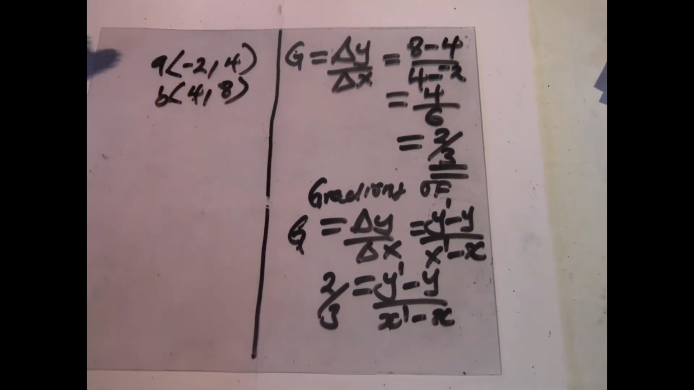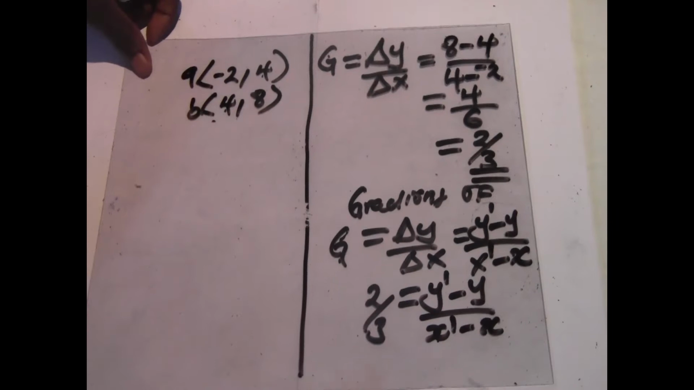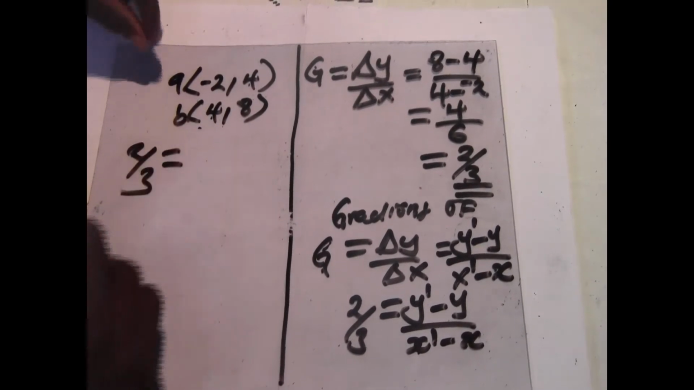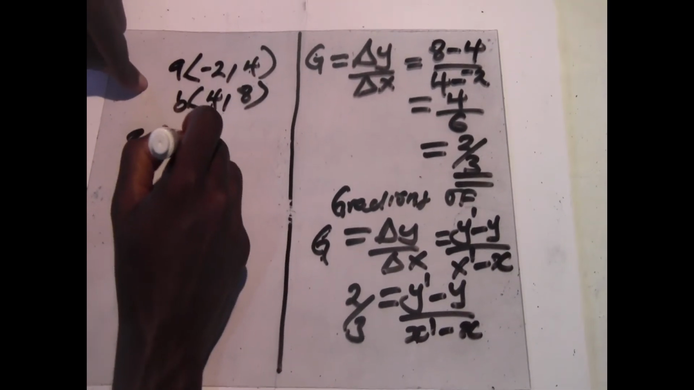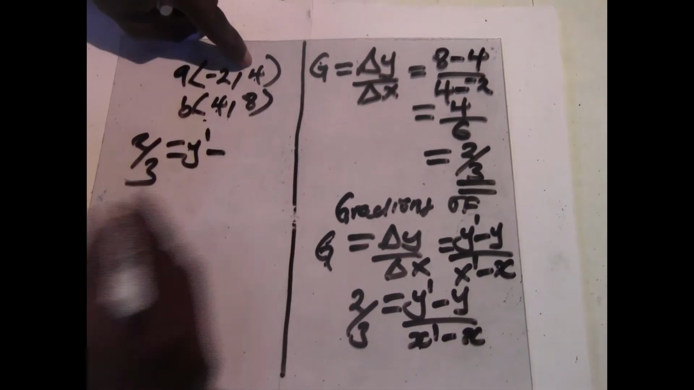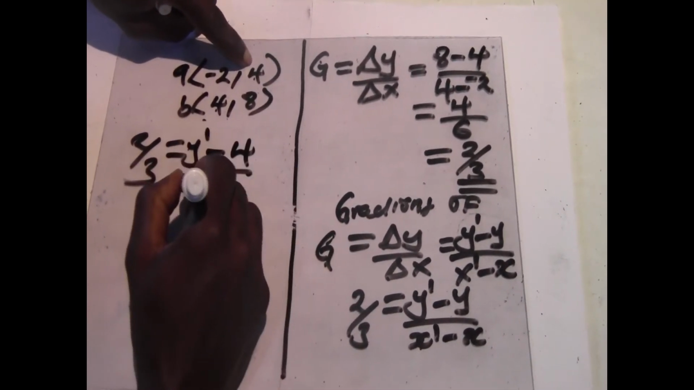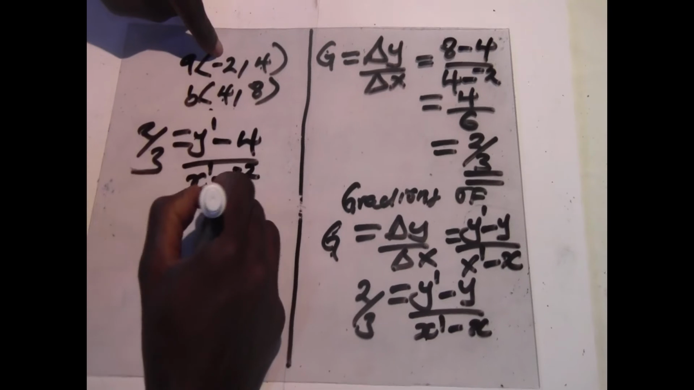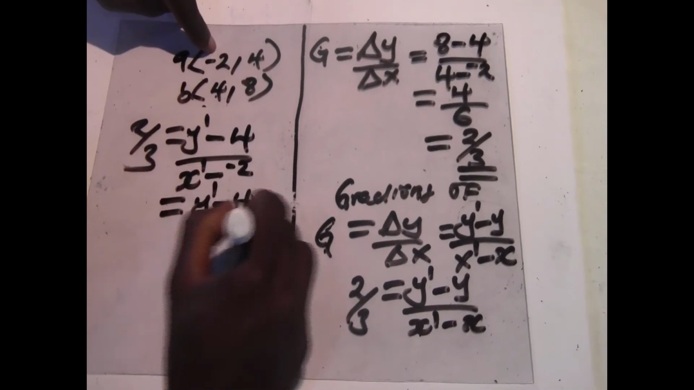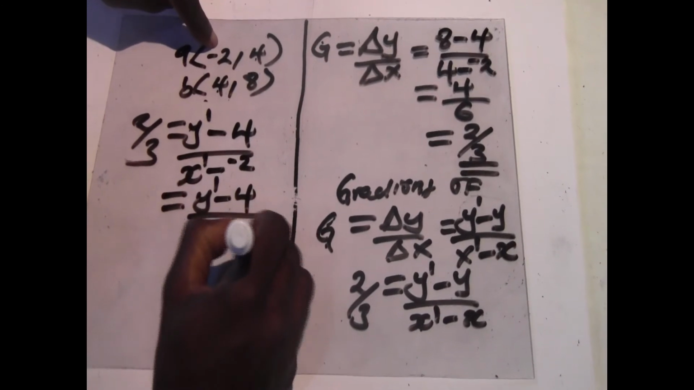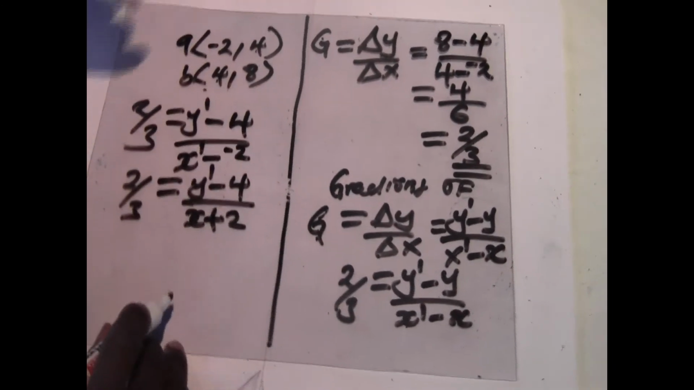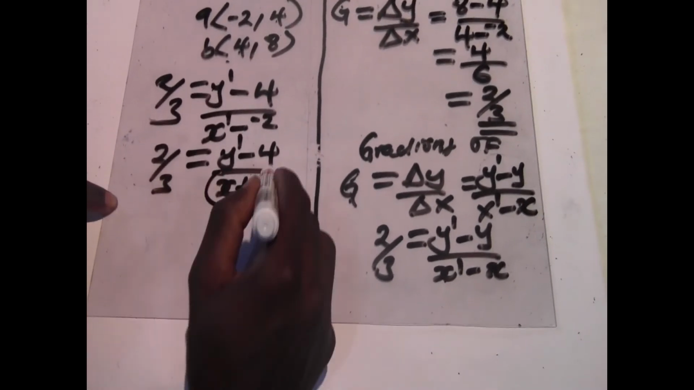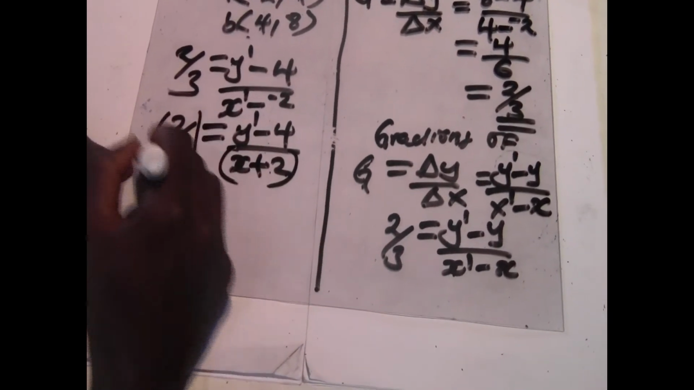So for our case, let's use the first point, which is A. So for example, for this we're going to use the coordinate of A. So it will be 2 over 3 is equals to change in y, our y minus 4, over change in x, which is x subtracted to -2. This will give us y minus 4 over x plus 2 is equals to 2 over 3. From here, what you're going to do is multiply both sides by x plus 2.